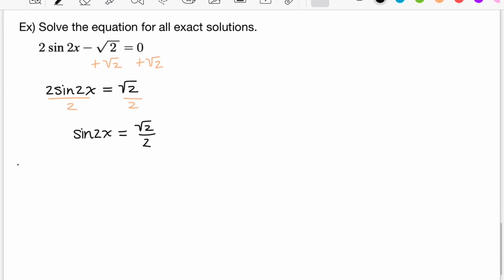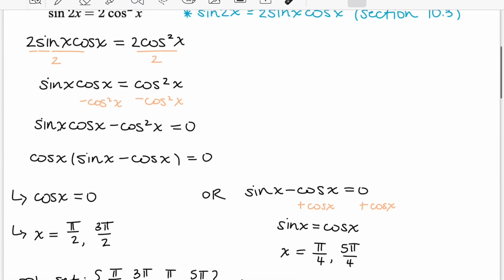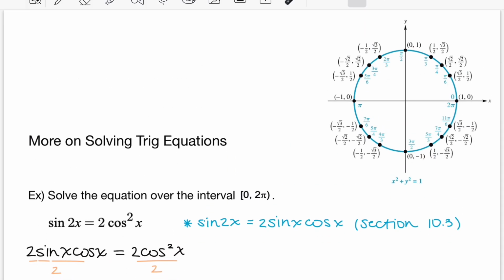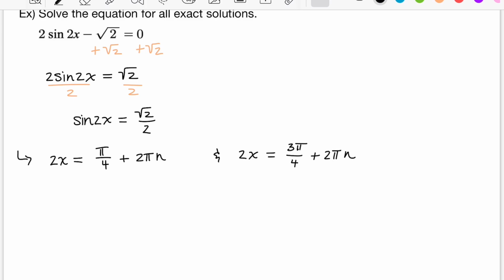So just like the last two examples, this tells us this double angle here must be equal to the angles that'll make this guy equal to square root of 2 over 2. So, going back to our unit circle, we'll have sine is equal to square root of 2 over 2 at pi over 4 and 3 pi over 4. But in this case, we want to find all exact solutions. We're not looking at a particular interval. So we're going to add our multiples of 2 pi, where n is any integer.